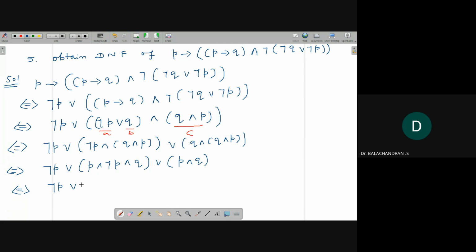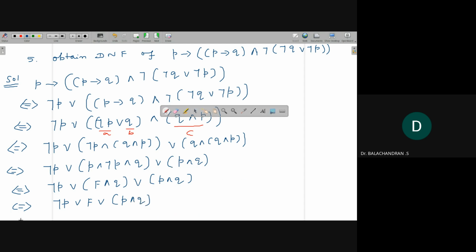So now this is equivalent to negation P or this is actually false. Okay, false and Q or P and Q. So which is equivalent to negation P. This is actually false because F and Q is F, or P and Q. So which is equivalent to negation P or negation P or P and Q.